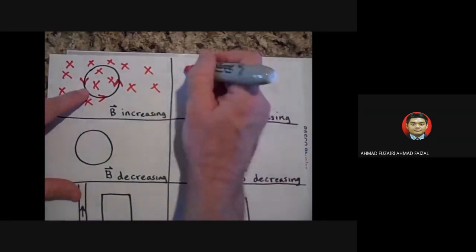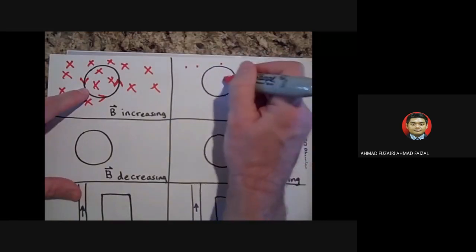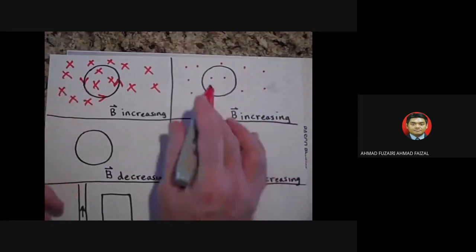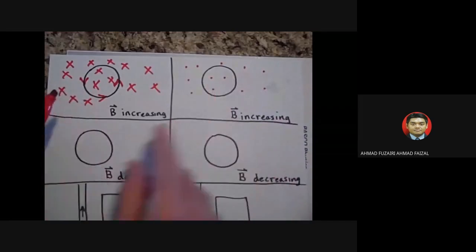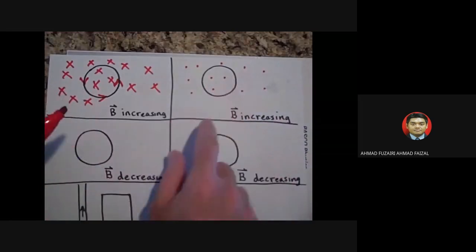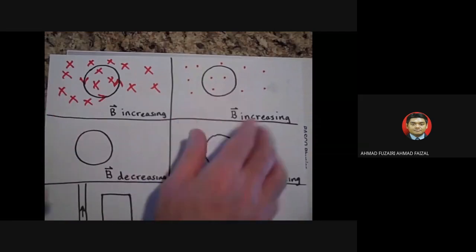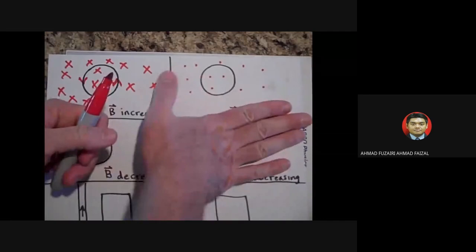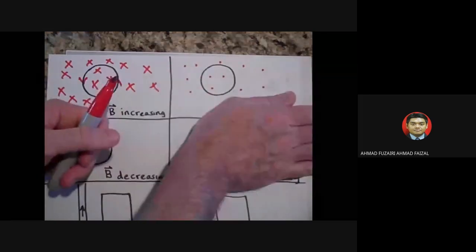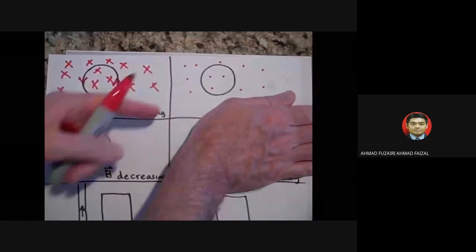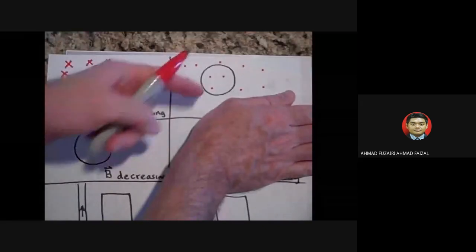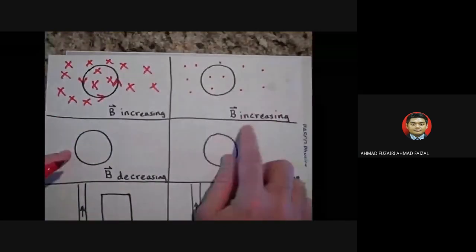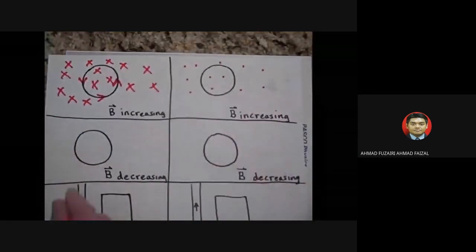Okay, let's do that with dots this time. So we got a bunch of dots. Now if the dots are increasing, then this is going to try and make X's because it doesn't want the field to change. If I didn't tell you that it was increasing or decreasing, you wouldn't know what's happening in here. In fact, if there's just B and it's not changing at all, it's perfectly happy. But as soon as I tell you that it's increasing, then it's going to try and make X's. To make X's, it's going to go this way. That's Lenz's law.